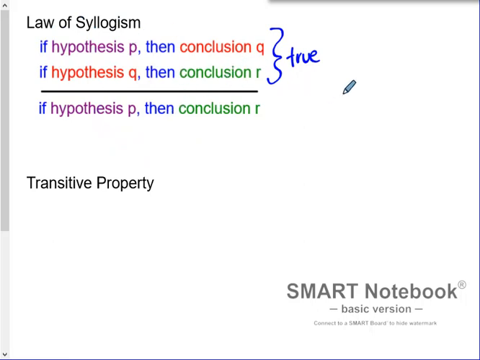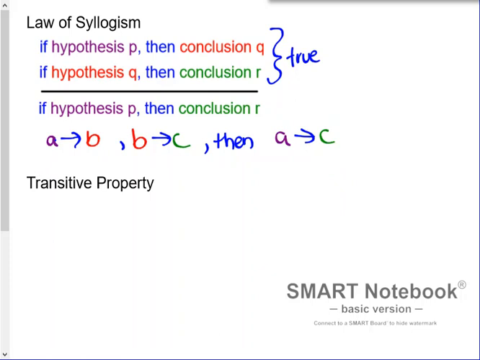It helps to sometimes write this in mathematical symbols. So if A is B and B is C, then I can say that A is also C.